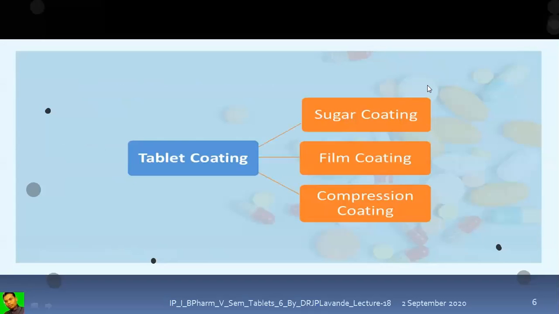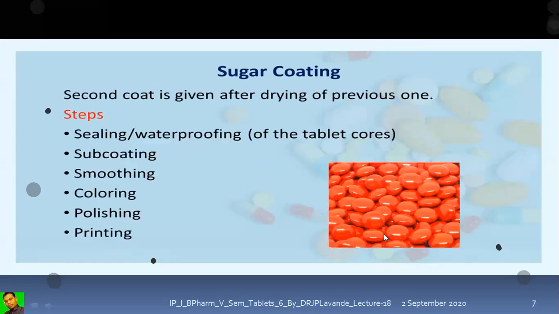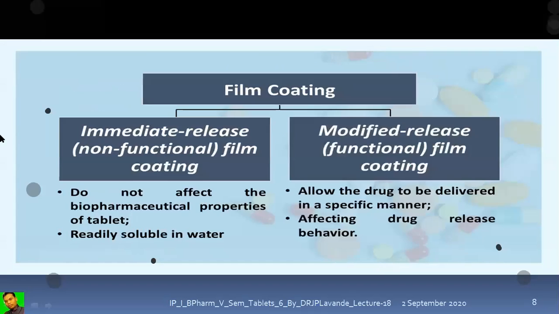Then we had gone through the tablet coating. What are the different coatings? The sugar coating, film coating, compression coating. The sugar coating is the sealing, subcoating, smoothing, coloring, polishing, and the printing. Film coating is of two different types: immediate release and modified release. Immediate release is the non-functional; modified release is the functional.